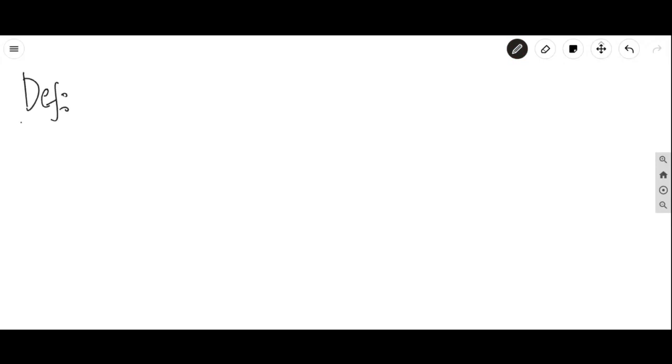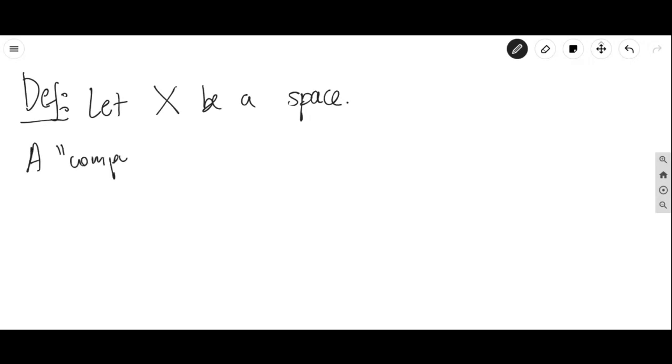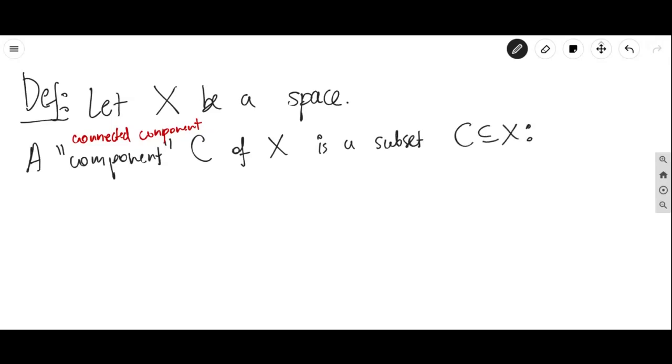So here is the definition. Let X be a space, a topological space. We're being very sloppy here; usually we would write the words topological space, but now we're being super sloppy: X be a space. So a component, or a connected component, C of X. Some people say connected component, but as you can guess, mathematicians get lazy and we just say a component. So a component of X is a subset C of X with the following property.